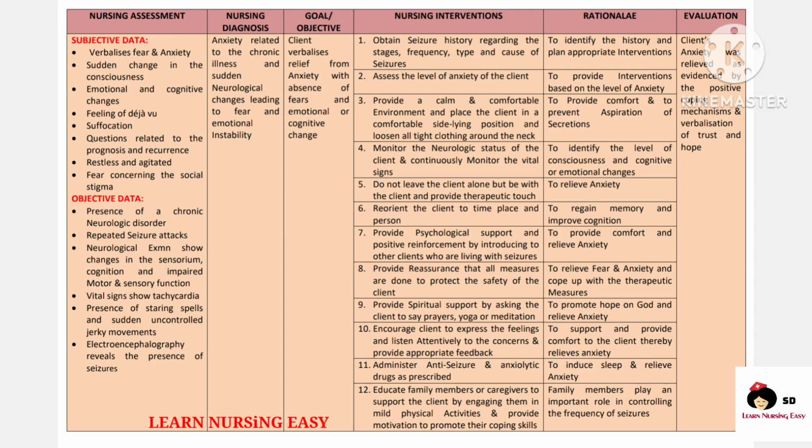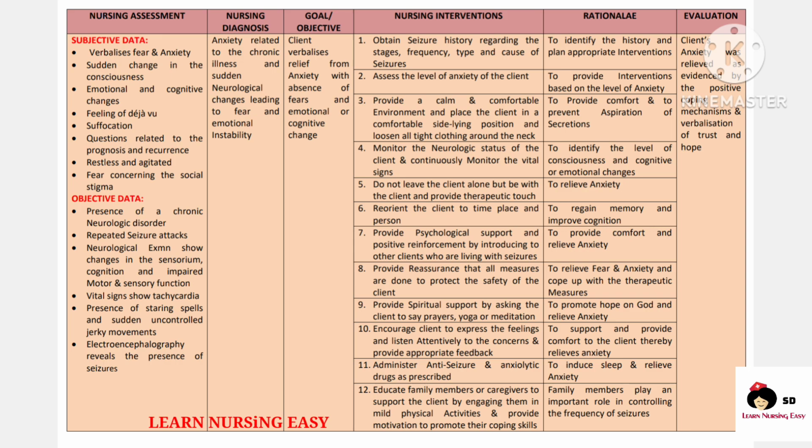Next, when the patient is having seizures and suffocation, the patient will have fear and anxiety. So I made a diagnosis: anxiety related to the chronic illness and sudden neurological changes leading to fear and emotional instability. Our goal is to relieve the anxiety. So in intervention, you'll obtain the seizure history and identify the level of anxiety so that based on the level of anxiety, we can provide treatment.